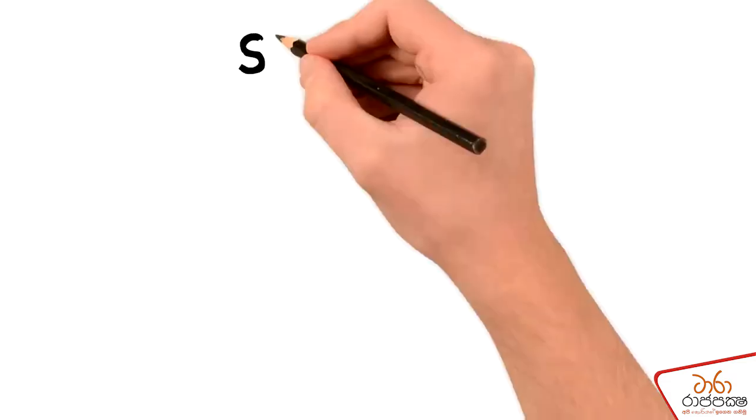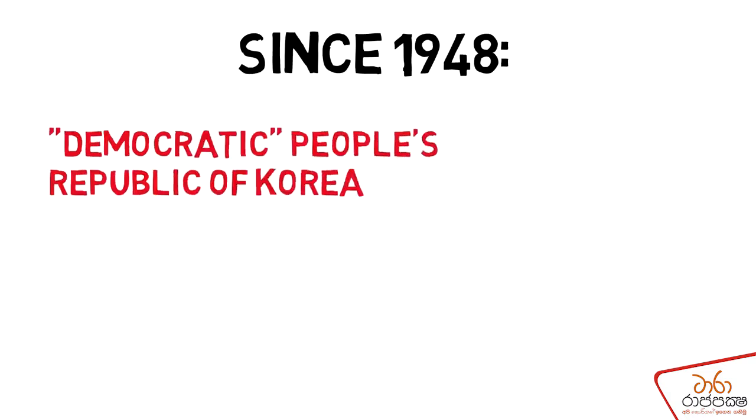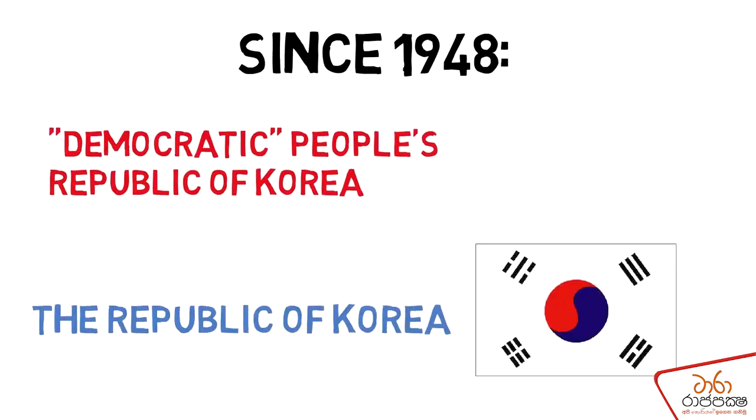Today, since 1948, the peninsula is divided into North and South Korea, or officially the Democratic People's Republic of Korea in the north and the Republic of Korea in the south. They have very different flags these days, but for most of their history, they were represented by the same symbols. So let's travel back and look at that common history.